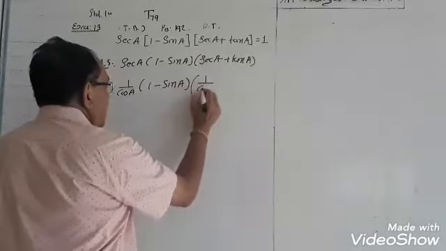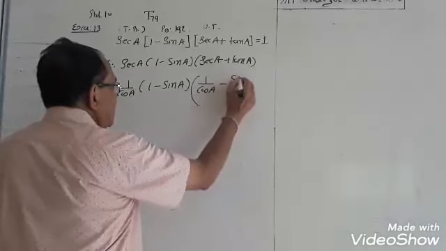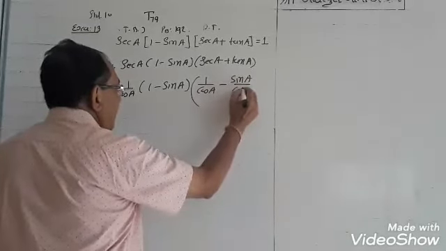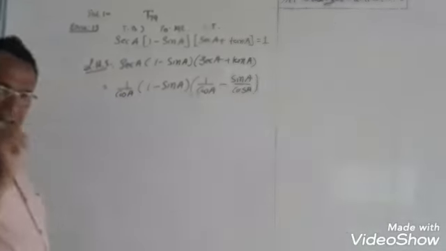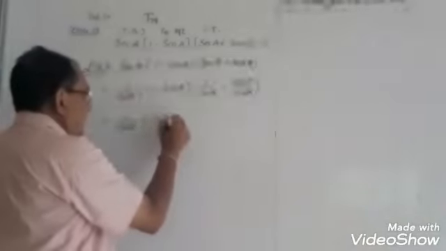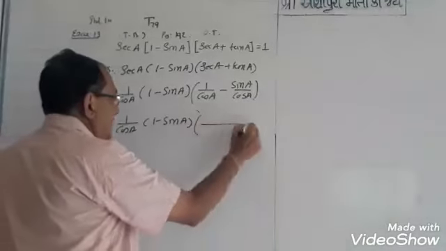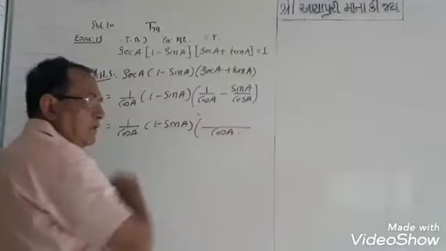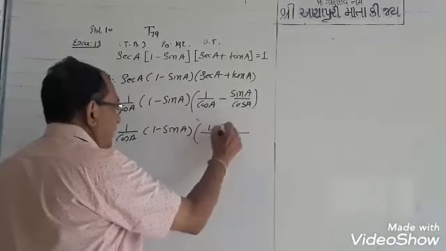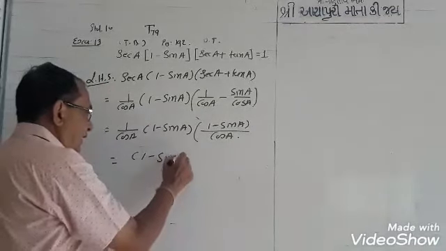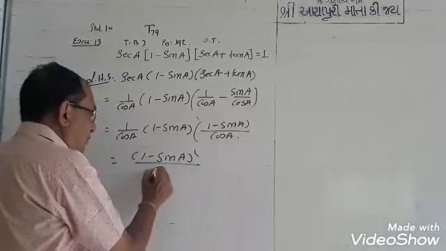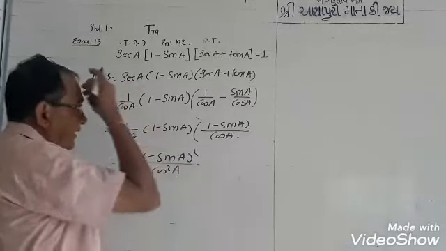Sec A plus tan A is equal to 1 upon cos A plus sin A upon cos A, since tangent of A is equal to sin A upon cos A. Keep that in mind. So it is 1 upon cos A, 1 minus sin A, and cos A is the LCM. 1 minus sin A whole square upon cos square A.